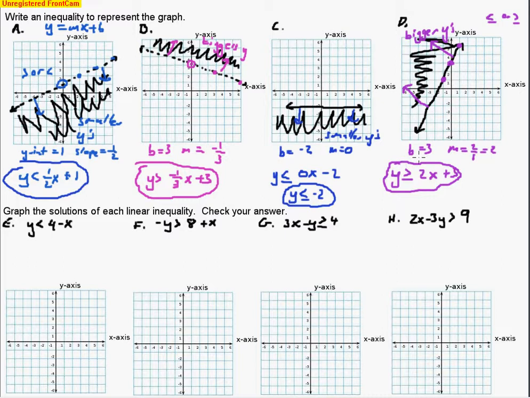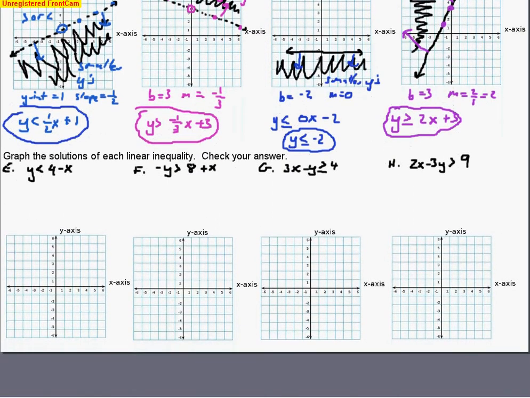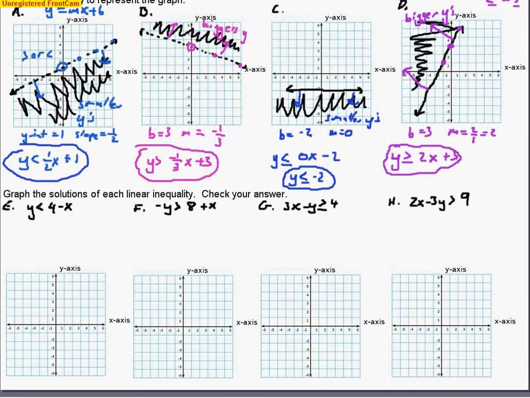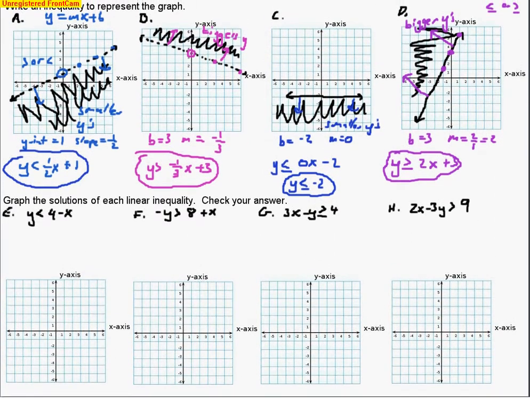Well, that's that first set of directions. After that, you're going to end up having to graph the solutions of each linear inequality, and then they also ask you to check the solutions. So let's go ahead and start by taking a look at that first problem. Y is less than 4 minus x.